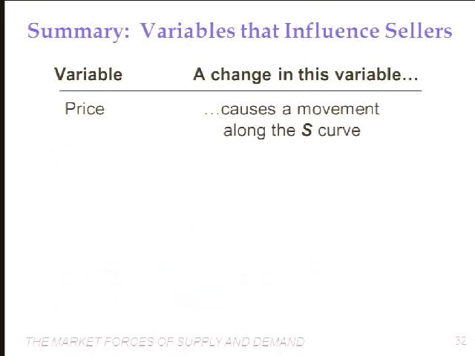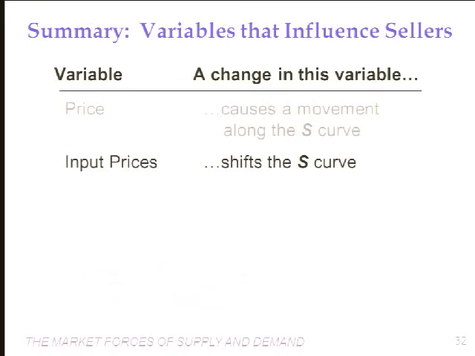Input prices. Input prices shift the supply curve. It depends on which direction those input prices move. I have to know that before I can determine how the supply curve shifts, whether it shifts to the right or to the left. Technology, same story, although here we would expect it to shift the supply curve to the right generally, certainly. Otherwise, why would the sellers adopt that new technology? The number of sellers also shifts the supply curve. Expectations can as well if it's a storable good. All right. Now, let's look at the two together.